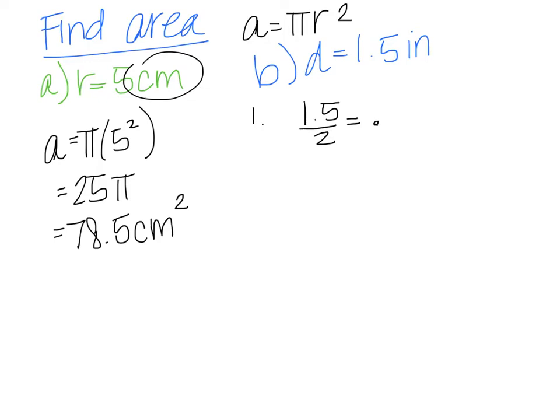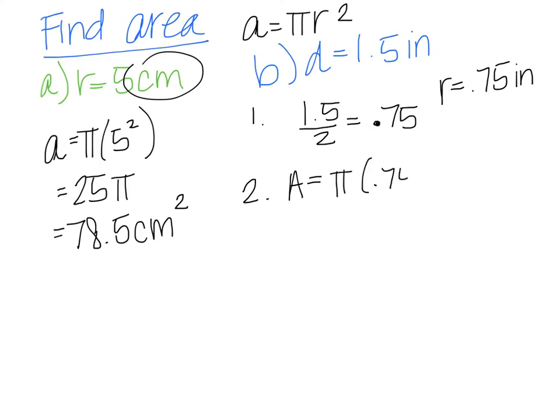So if you do that, you end up getting 0.75. So our radius is 0.75 inches. Now we can plug it into our formula. So area equals pi times 0.75 squared.